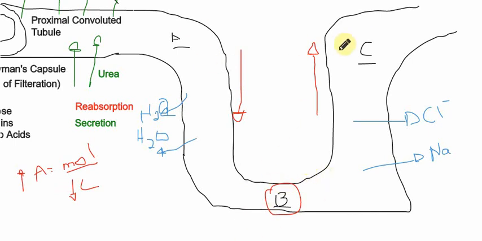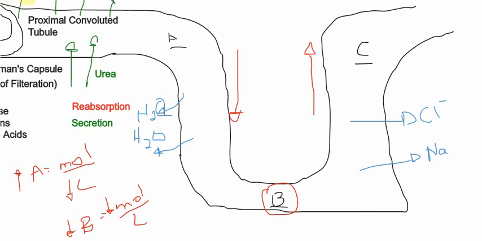Now, for C, we'll just say B has a specific molarity. And now we know the ascending is permeable to solutes. What that means is the solutes are going to leave, so the molar value is going to decrease. So B will start decreasing until it gets to C. C is going to be less than B, so B is going to be the highest osmolarity.